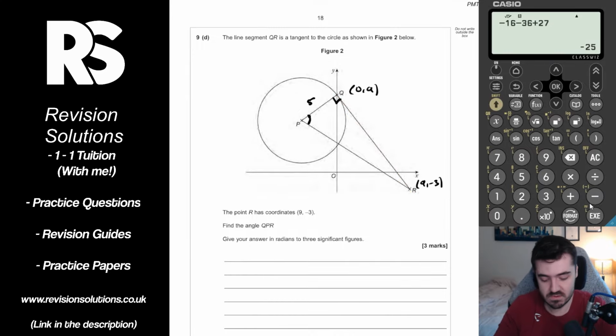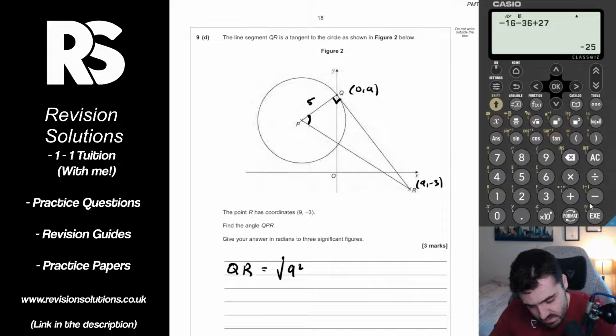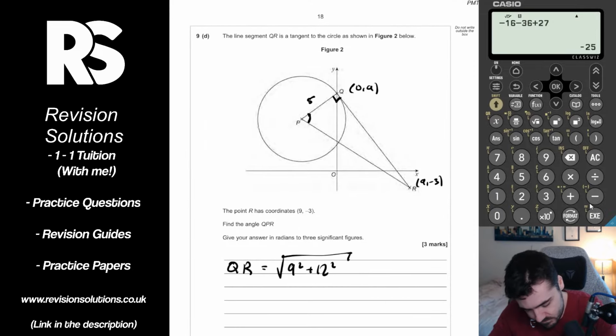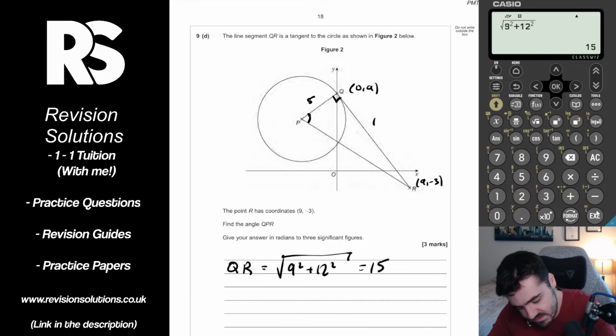We can always find the distance between 2 points with Pythagoras. So we first find the length QR. That's going to be the square root. Well, we've gone across 9, so 9 squared, and then we've gone down 12, so plus 12 squared. So the square root of 9 squared plus 12 squared comes out to be 15. So this length is 15.